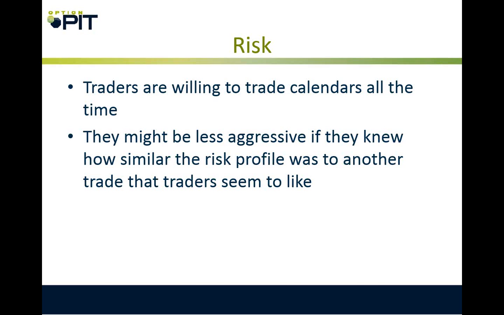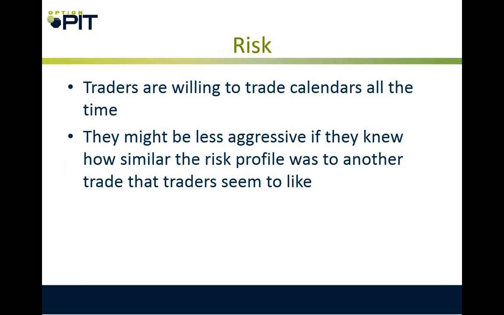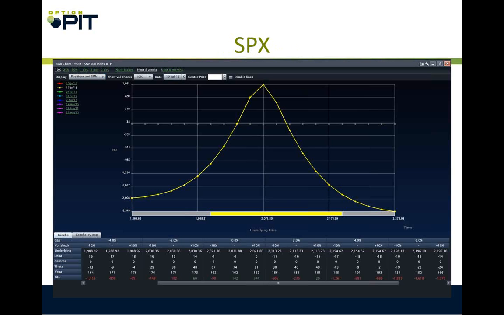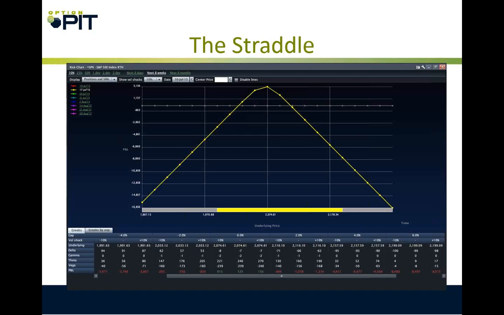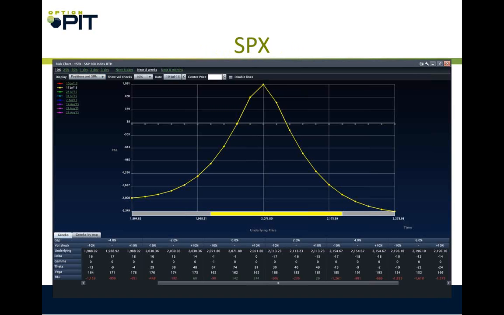Maybe, maybe not. So this is a short straddle. Now take a look at the short straddle, and then take a look at this calendar. Do they look that different? Certainly within the range here, do they look that different? Risk profile is very similar. So when you are buying calendars, you're essentially selling a straddle. The straddle is just capped at how much you can lose.